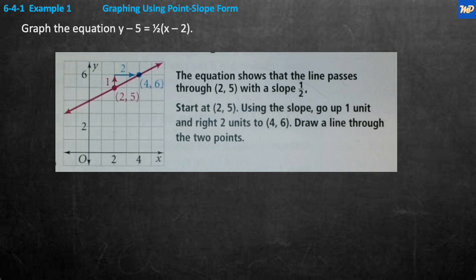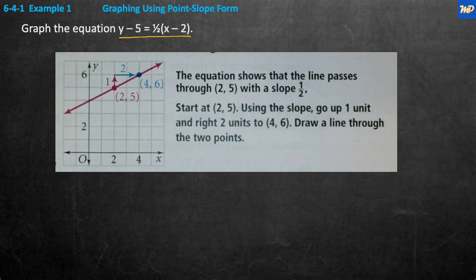Okay, example 1, graphing using the point-slope form. So now they're going to give us an equation right here. Graph the equation y minus 5 is equal to 1/2 times x minus 2. Here's the equation.